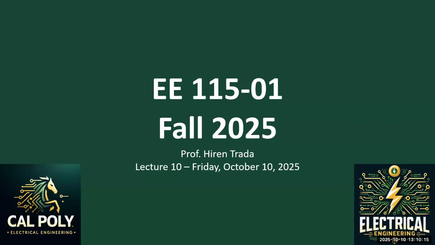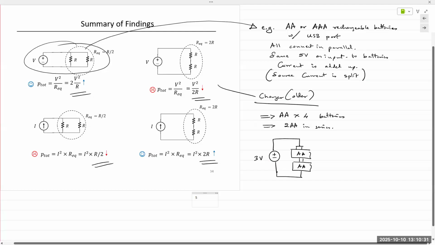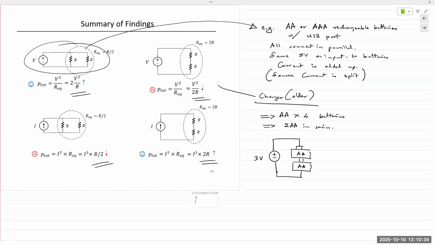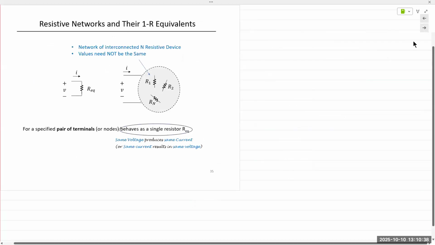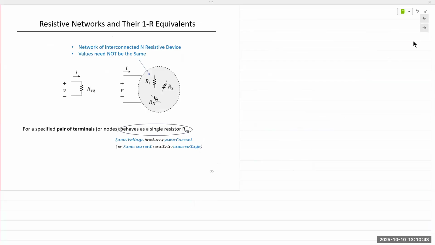All right, good afternoon. Let's continue where we stopped off from last class, which was the summary of findings. So, any questions about anything so far? Okay, questions answered. Then let's move on. We're going to look at the derivations for REQ and then talk a little bit more about sources, voltage sources, current sources, as well as power and energy as relates to these sources.